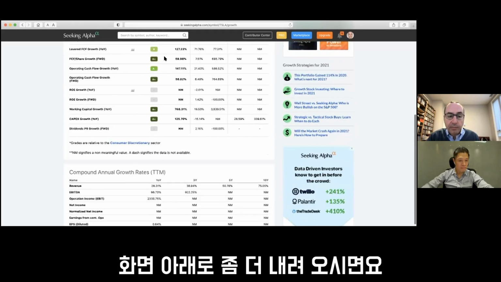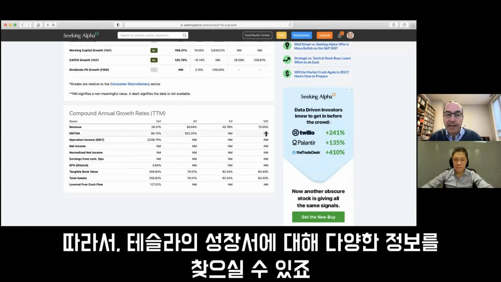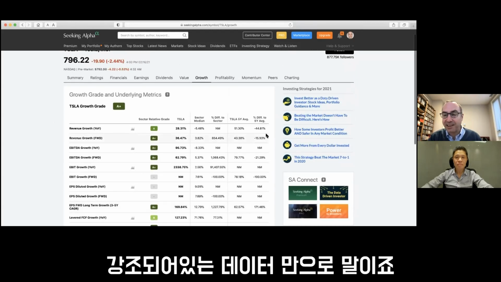And then if you scroll down a little bit more, this card here gives you the compound annual growth rates over 3, 5, and 10 years. So it gives you a lot of data about Tesla's growth with all of the underlying data.